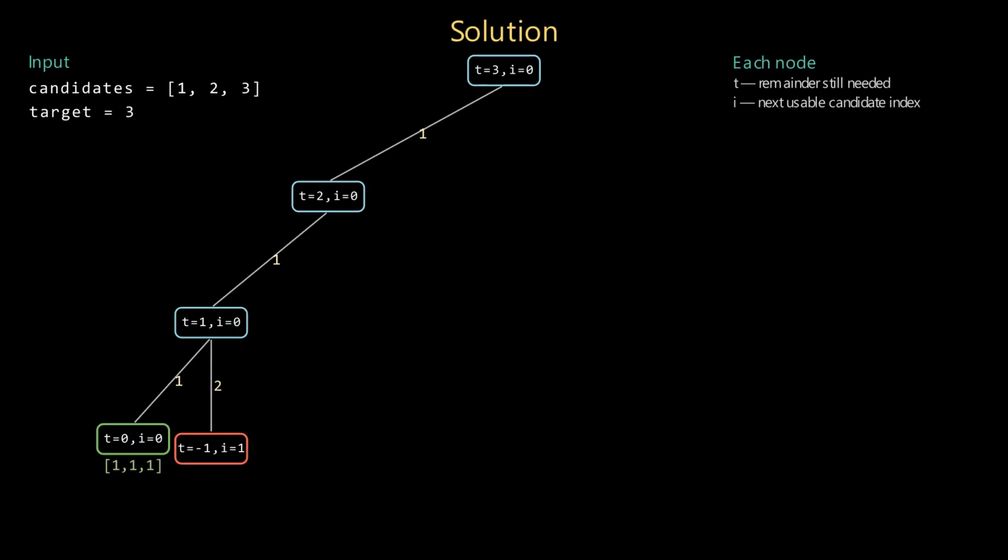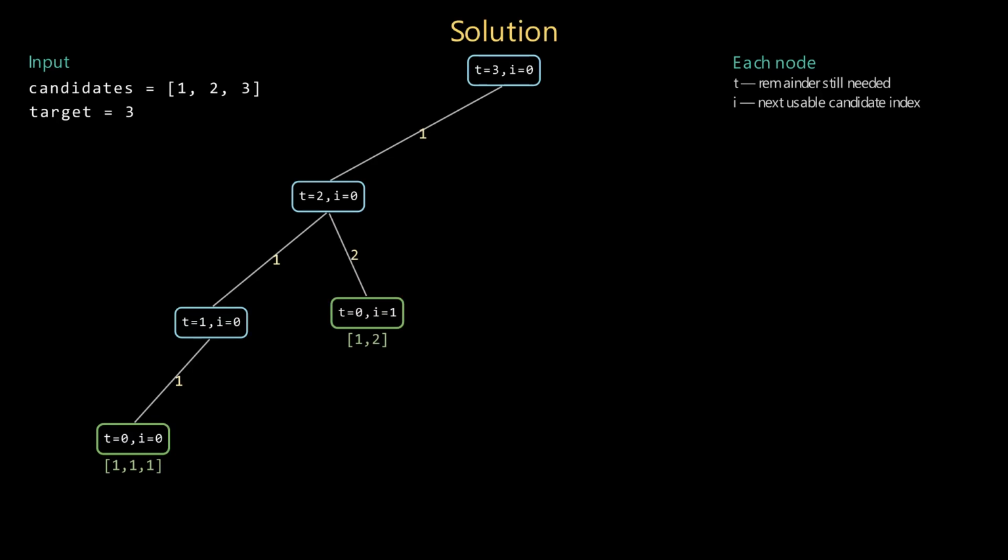Remainder is -1, we overspent the target. No extension of this branch can work, so we prune this red leaf and backtrack. Remainder is -2, we overspent the target. No extension of this branch can work, so we prune this red leaf and backtrack.